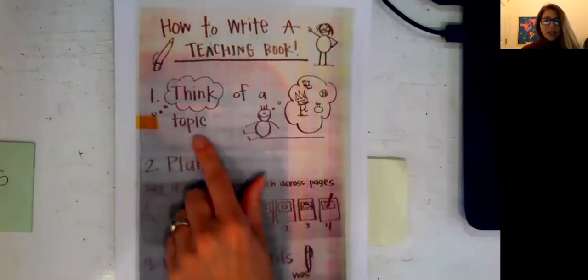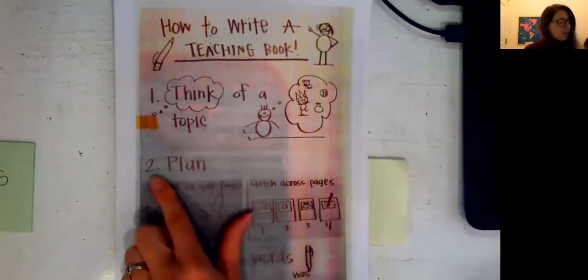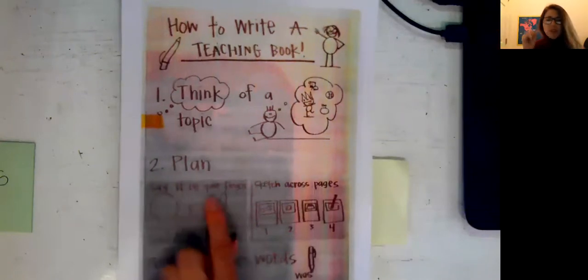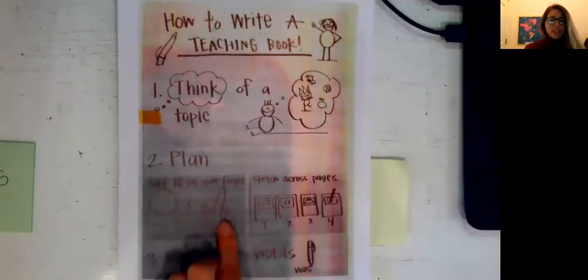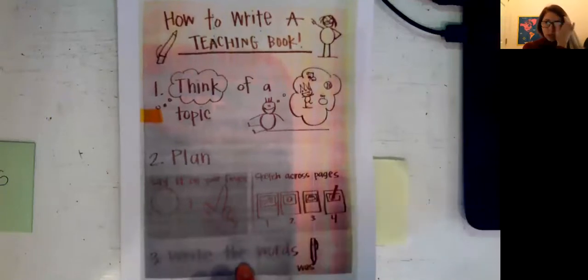Last Friday in class together, we generated lots of ideas and thought of lots of different things that we were experts at. If you haven't done this yet, then you want to go ahead and do that in your red writing journal. Most of us completed it in class together. The second thing you do is you want to pick one of your ideas and you want to start planning what you're going to say about that idea. Okay? You're going to say it on your fingers and you're going to sketch across the pages and then you're going to write. So let's see how that works in real life.